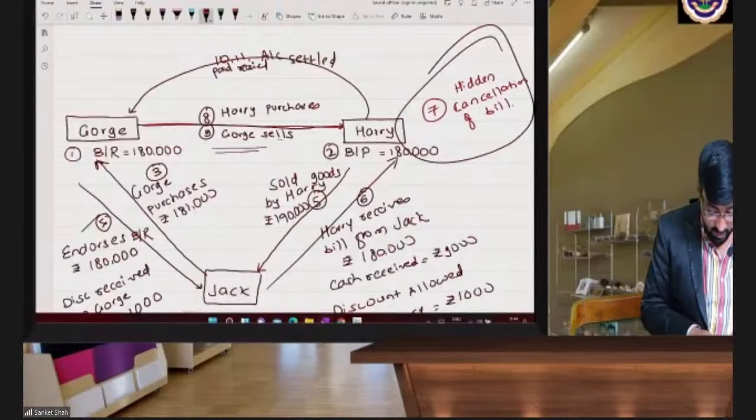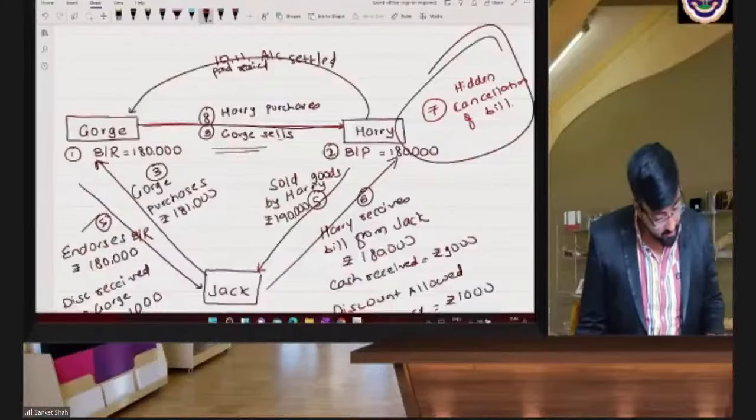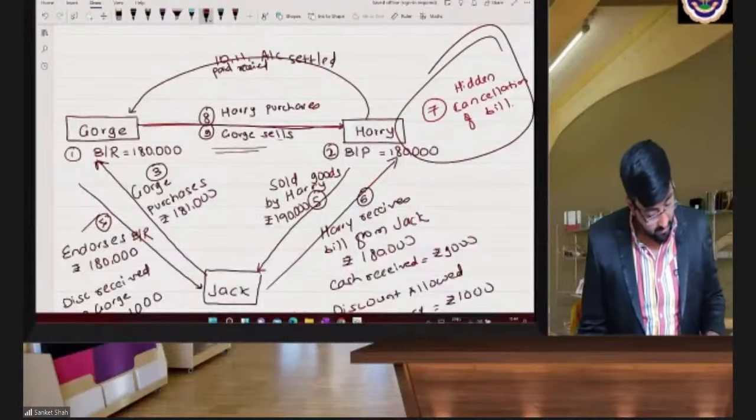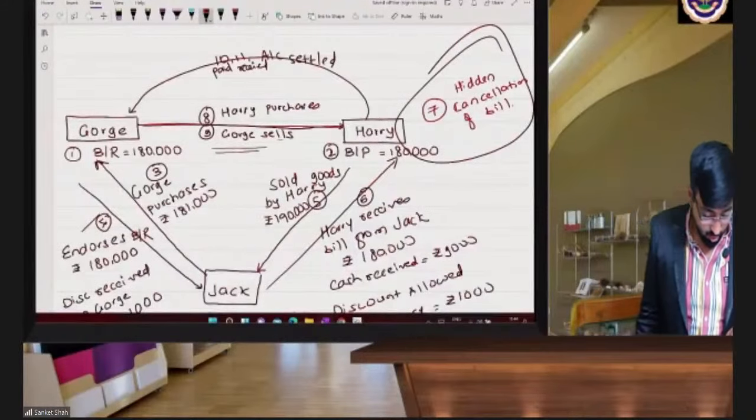Sir, your explanation is really easy to understand. Yes, beta Kinoy Das, thank you. I have done all illustrations after your last class, sir, and got all correct. Very good, Reddy ji.